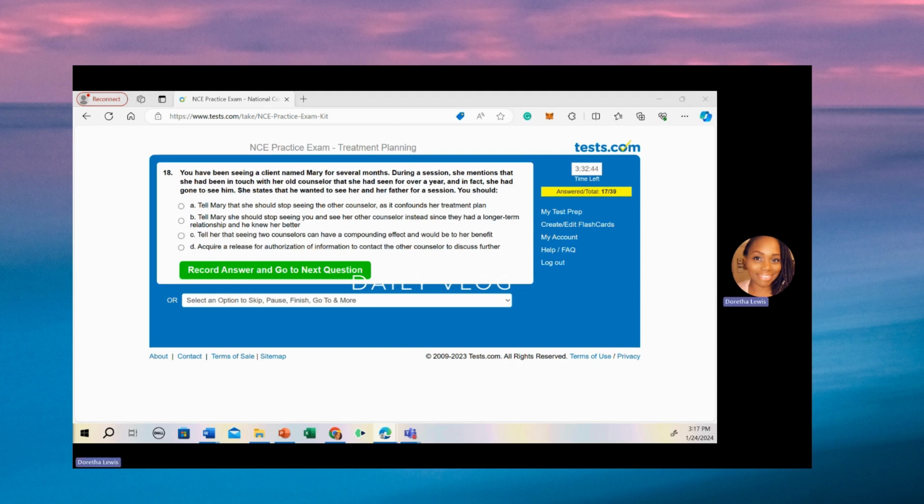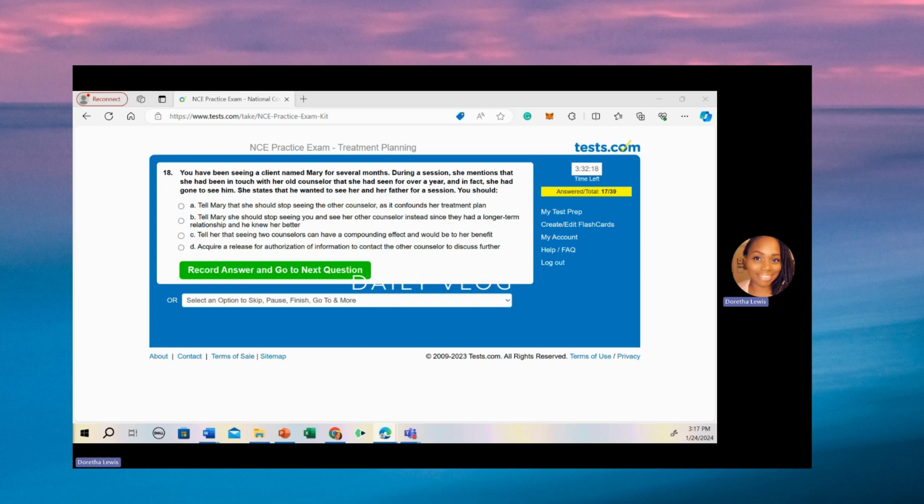You have been seeing a client named Mary for several months. During this session, she mentions that she had been in touch with her old counselor that she had been seeing for over a year. And in fact, she had gone to see him. She states that he wanted to see her and her father for a session. You should: A, tell Mary that she should stop seeing the other counselor and continue her treatment plan.